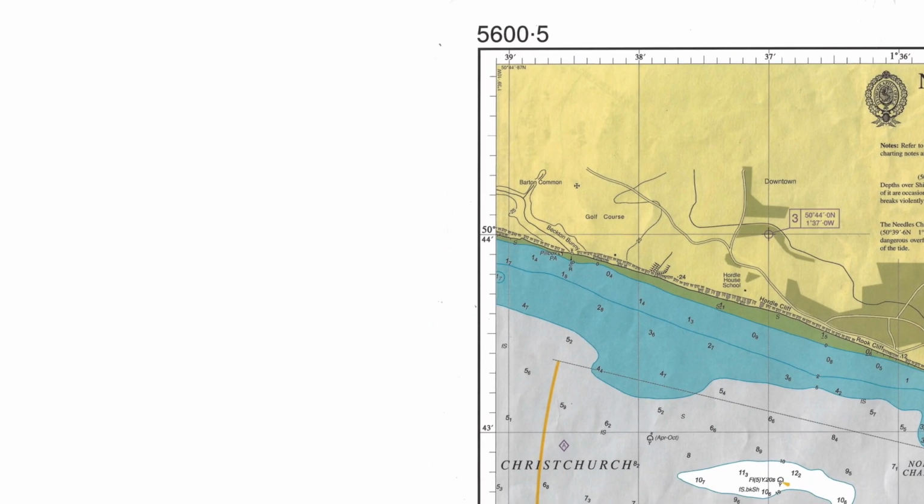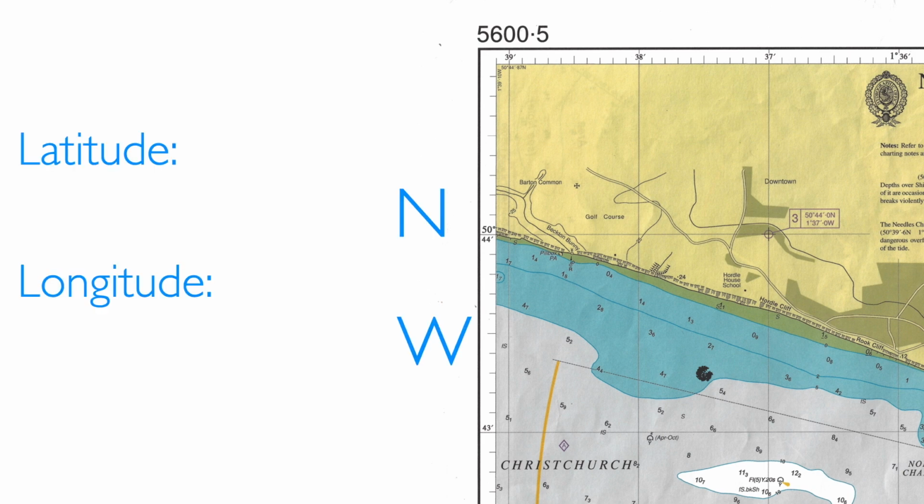Great! So we can precisely locate a position on the chart using latitude and longitude. I've marked a small dot which we can find the position of. First, we know we're in the northwestern hemisphere because the latitude scale increases as we move north and the longitude scale increases as we move west. Next, we need to find the reference for what degree we're in. 50 degrees for the latitude and 1 degree for the longitude.